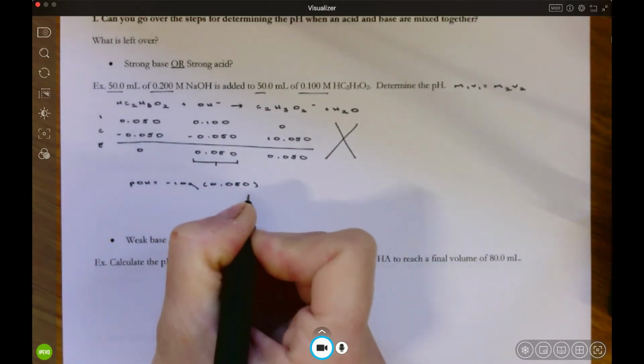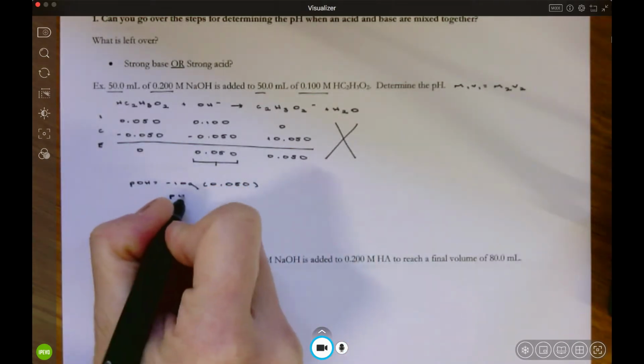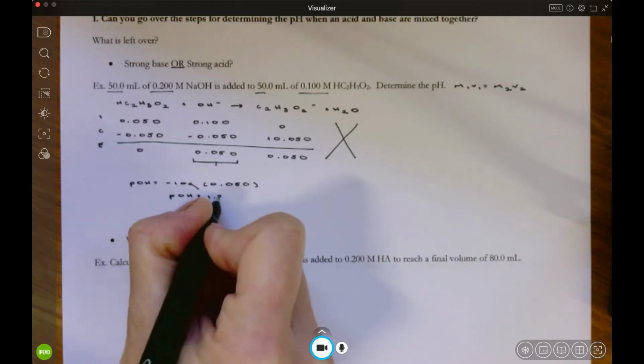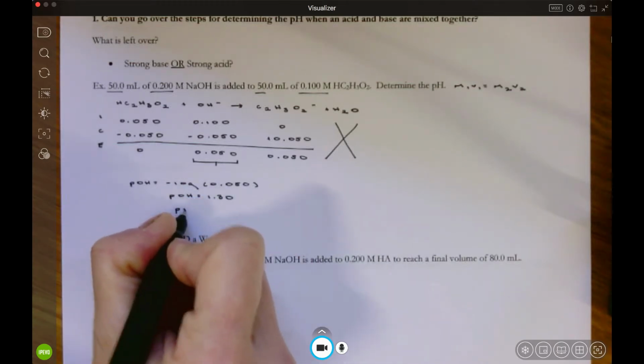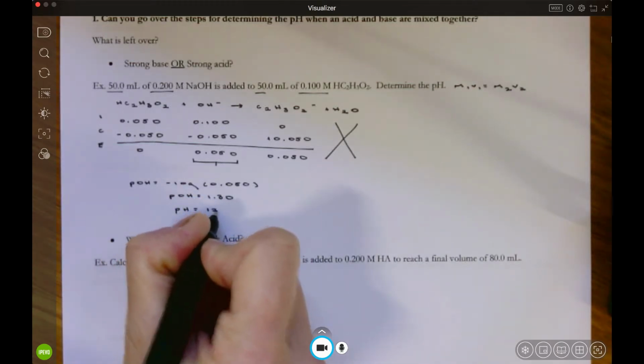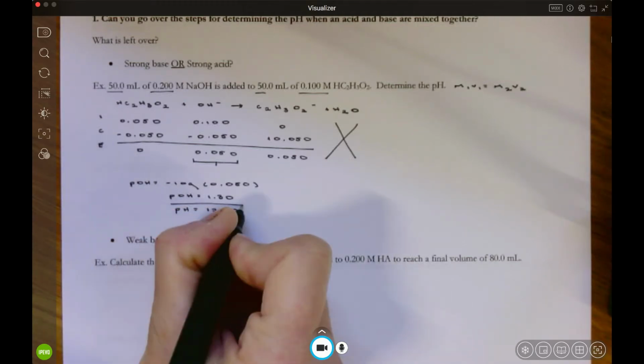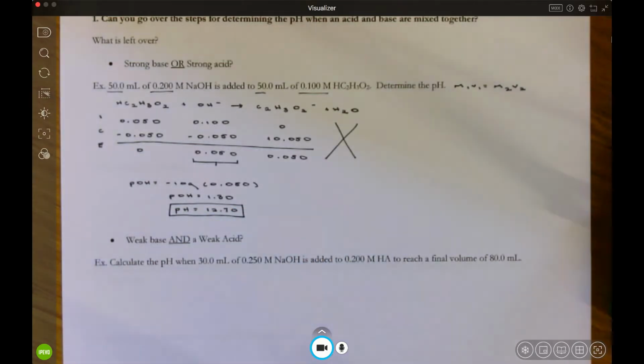Okay, and so the pOH that I get is 1.30. So to determine the pH, 14 minus that value, and I get 12.70. Okay, so ultimately, how do I figure out what's left over? You've got to first create an ICE chart. Okay, so let's look at another example.